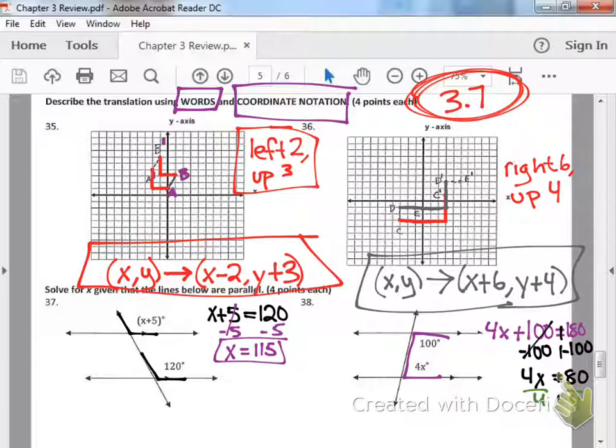Divide by 4. Divide by 4. What does x equal? What's 80 divided by 4? 20. Very good. So again, you have to know how to write the equation. Solving the equation is the easy part. That's just algebra. The geometry is writing the equation. So if you have congruent angles through corresponding, alternate interior, alternate exterior, you just plop an equal sign in between the two expressions and solve. If you have same side interior, you have to put a plus sign in between and equal 180. Any questions?